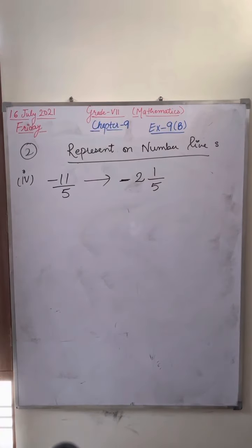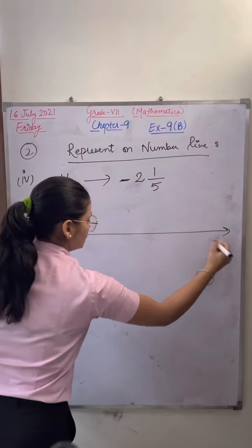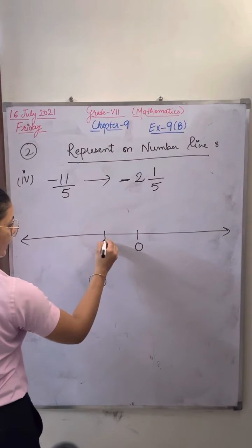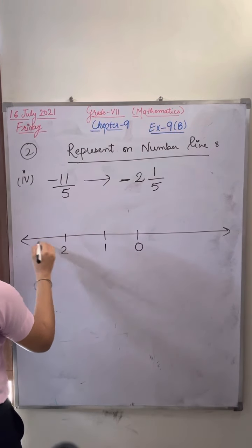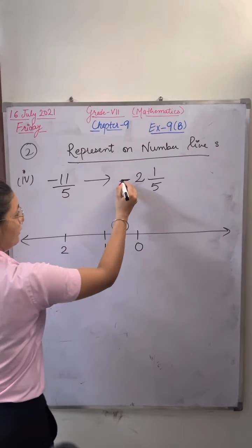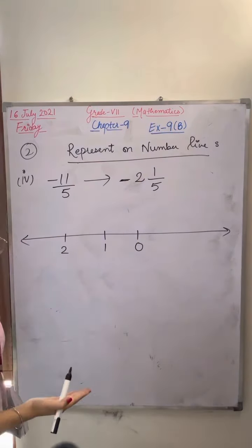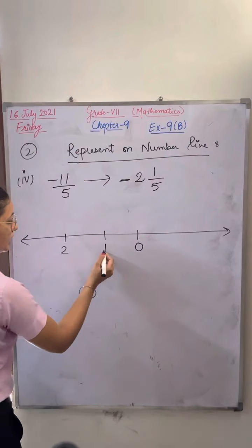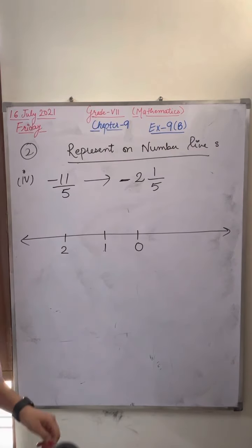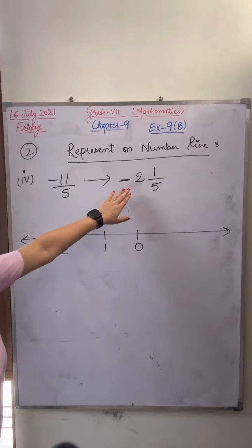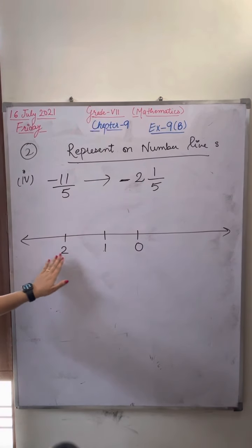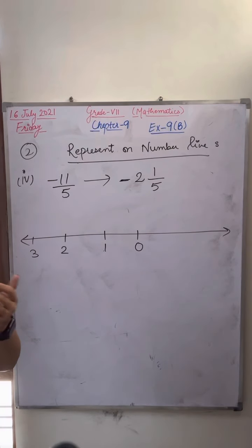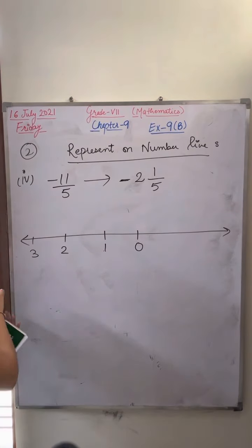Now the next process is the same as before. This is your positive side, this is the negative side. Suppose this is the 0. This is 0 to 1, this is 1 to 2, and this is 2 to 3. This is a negative value. This is 2 something. 2 something means it will lie between 2 and 3. Please tell me. Yes, it will lie between 2 and 3.